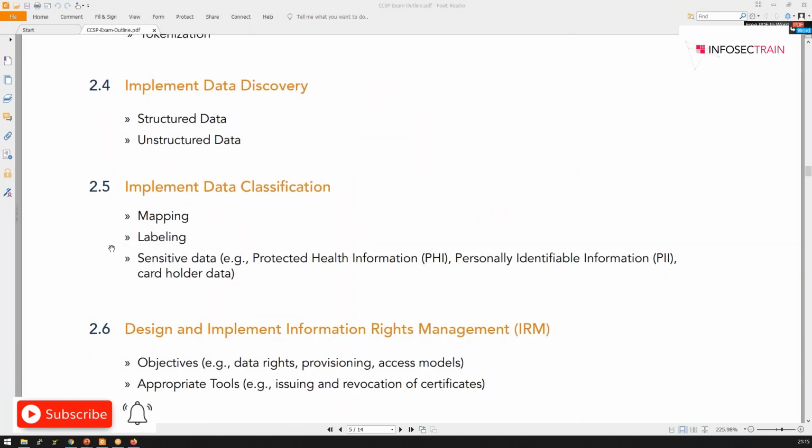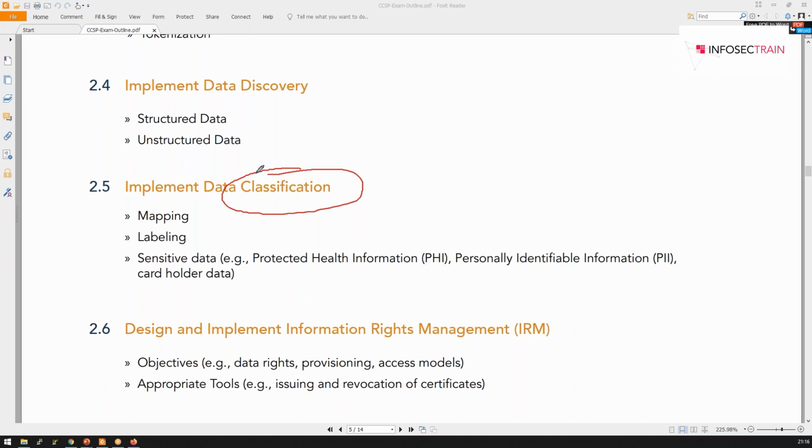Then we have something called data discovery and classification. What does that mean? Let's say I have data. If I want to protect the data, first of all, I want to know what all things I want to protect. So you have to classify the data, like sensitive, non-sensitive, public. You have to classify the data if you want to protect it.